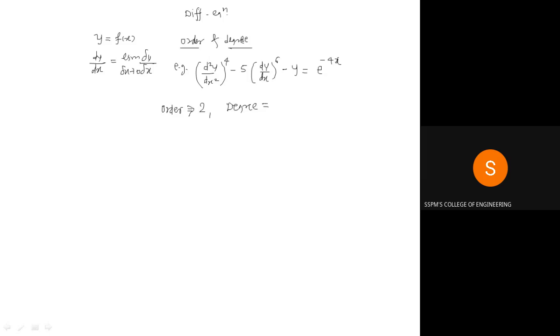Degree of differential equation is degree of highest derivative. Which is that highest derivative term in this differential? d square y by dx square. So degree will be 4. So order is 2 and degree is 4.